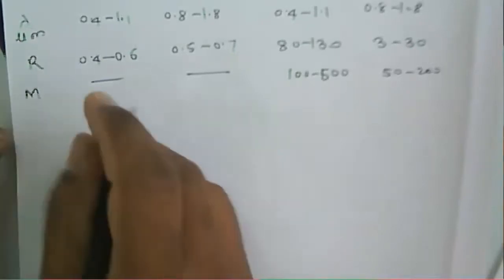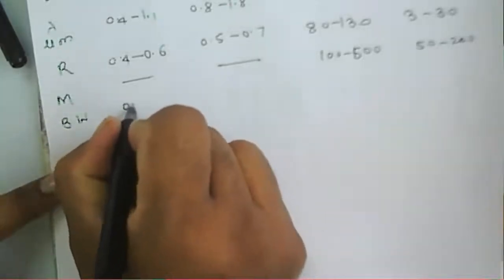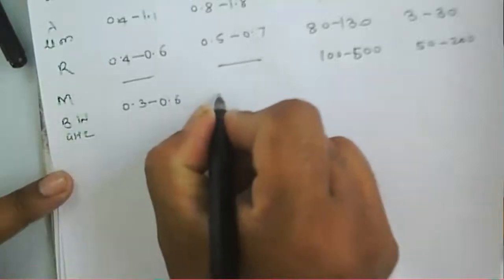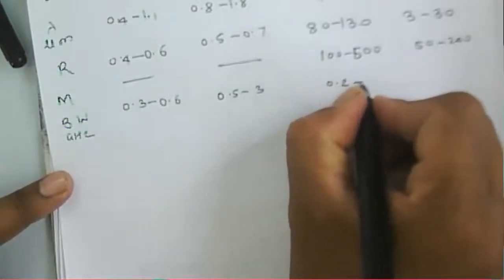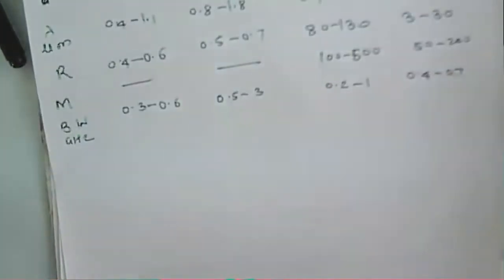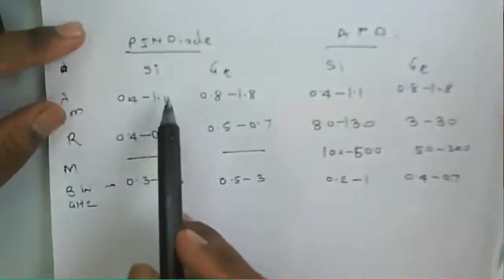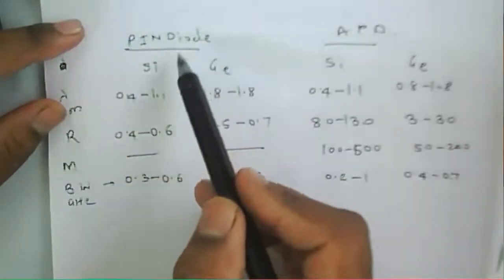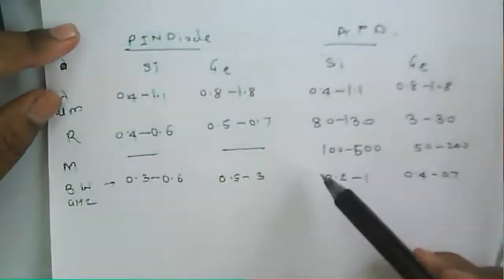And if you compare the bandwidth of your operation, it will work with a bandwidth in terms of gigahertz, 0.3 to 0.6, and here 0.5 to 3, and here 0.2 to 1, 0.4 to 0.7. That is about the bandwidth of operation. So now, same material: if you construct a pin diode, then the factors are different, and if you construct the APD, then these factors are different.